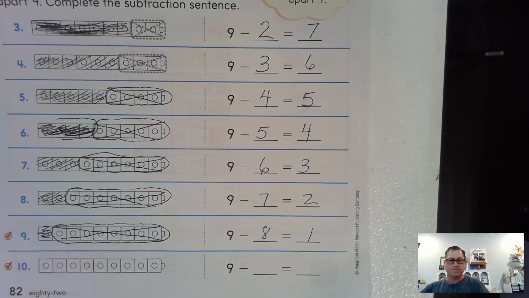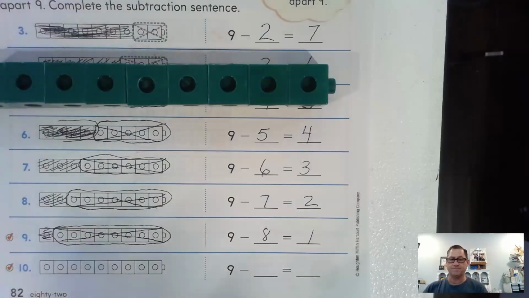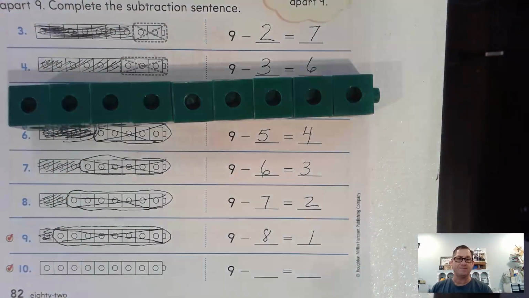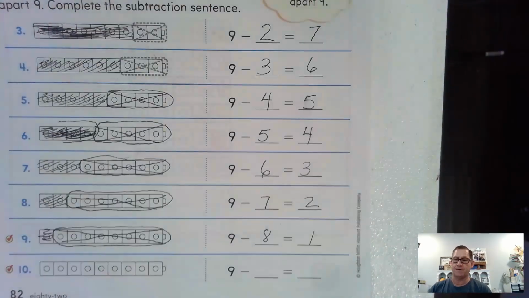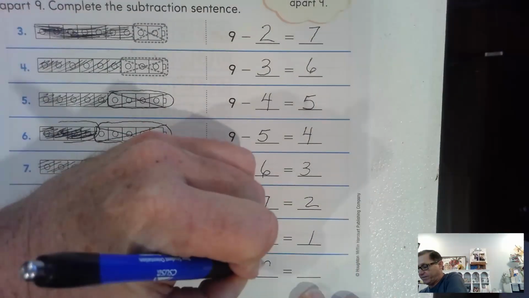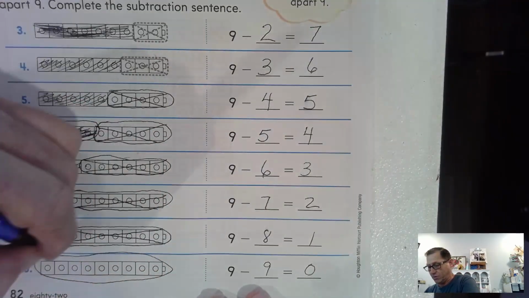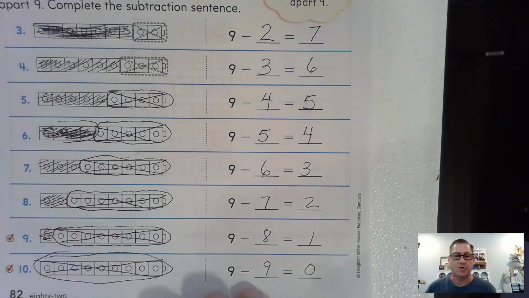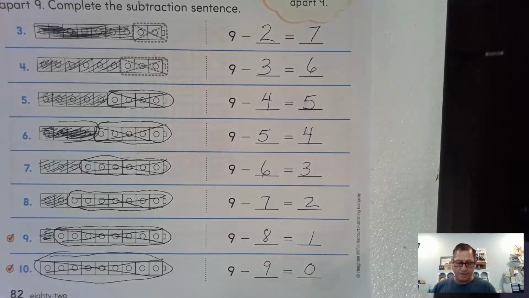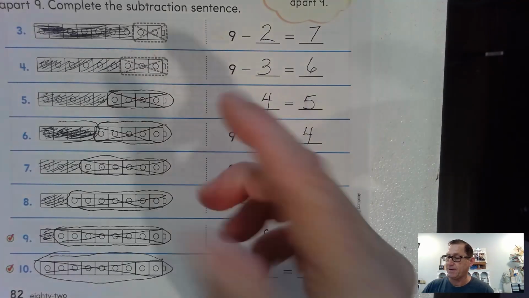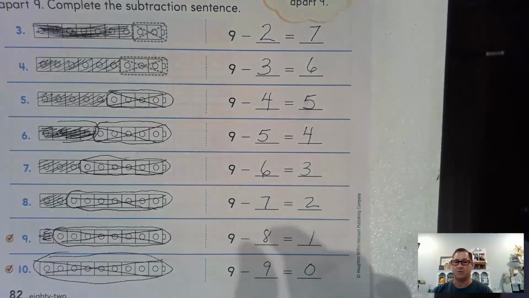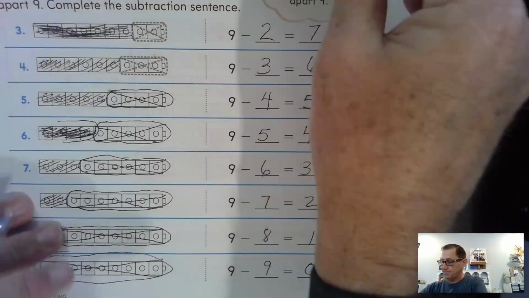And now, the last one, we have 9. Let's take them all away. So if we take them all away, how many are we left with? 0. Okay, so let's circle them all and cross them out. Okay, so we have now shown all the ways to take apart 9. Okay, so 9 minus 0 through 9 minus 9 are all the ways to take apart 9. Okay, let's look at page 83.